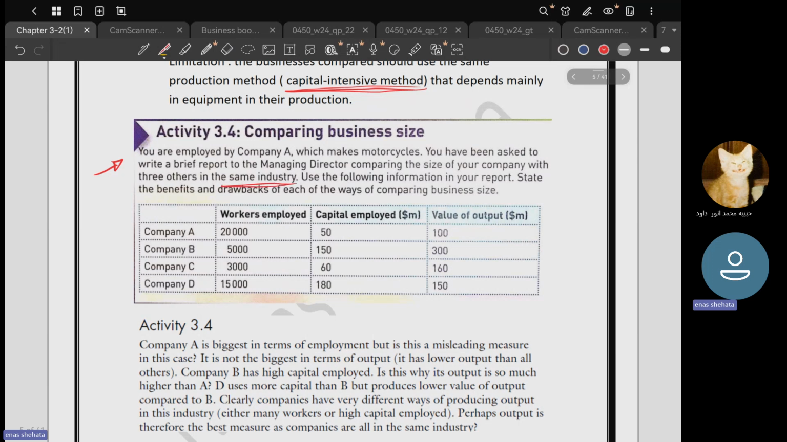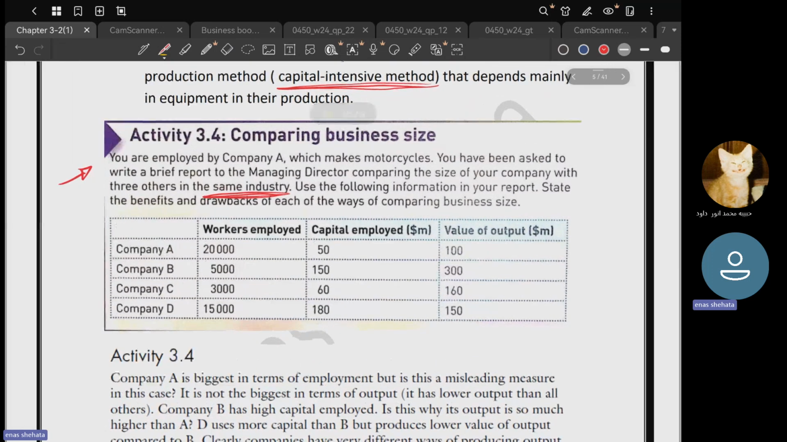It's important. So I'm talking about what? Same industry. Use the following information in your report. State the benefits and drawbacks of each of the ways of comparing businesses. So if I use workers employed, according to the information given, which company is bigger? Company A. So my company is larger according to workers employed.